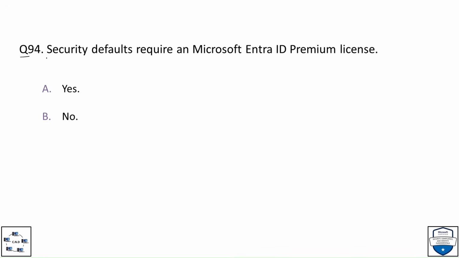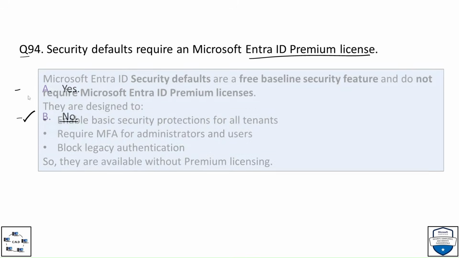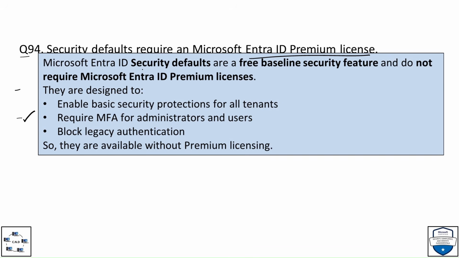Question number 94. Security defaults require a Microsoft Entra ID premium license. The options are option A, yes, and option B, no. And the correct option is option B, no. Microsoft Entra ID security defaults are a free baseline security feature and do not require Microsoft Entra ID premium licenses. They are designed to enable basic security protections for all tenants, require MFA for administrators and users, and block legacy authentication. So they are available without premium licensing.